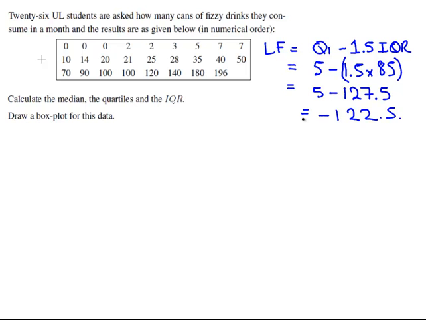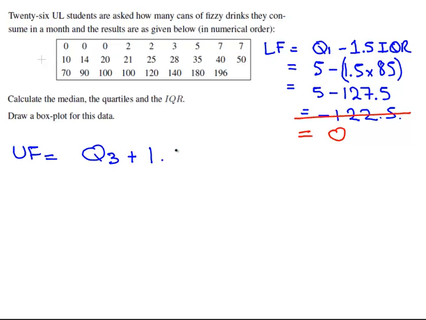So what we're going to do is change it to 0. We can't have a negative. You can't drink a negative number of fizzy drinks in a month. So when a lower fence or something like that doesn't make sense, you can just change it to 0. The upper fence, UF, is calculated in a very similar way.